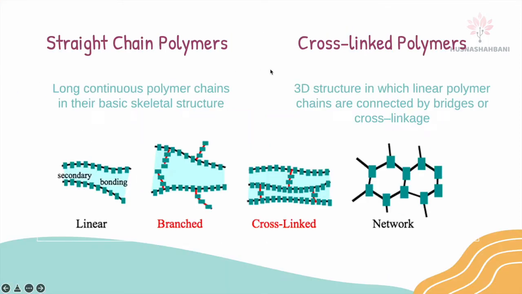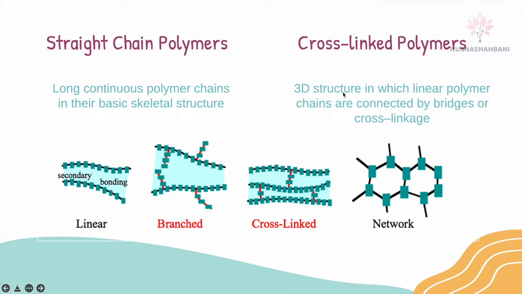Straight chain polymer versus cross-link polymer. A straight chain polymer is a long continuous polymer chain in its basic skeletal structure. So it's just a straight chain. This monomer is joined together with another monomer, joined together. It's a long continuous straight chain. This is a straight chain polymer, or you can call it linear.